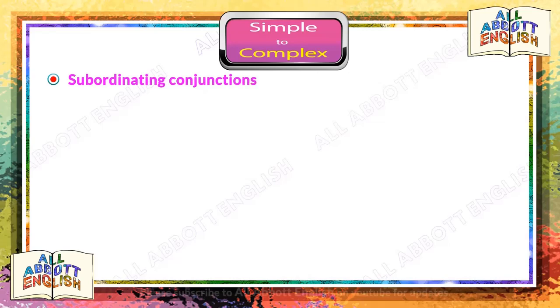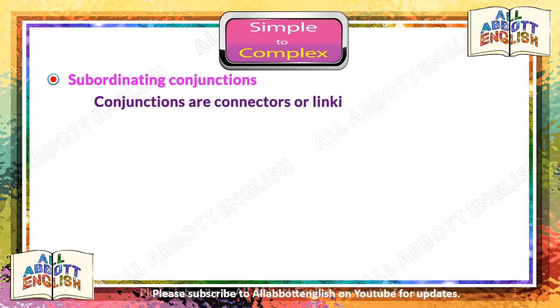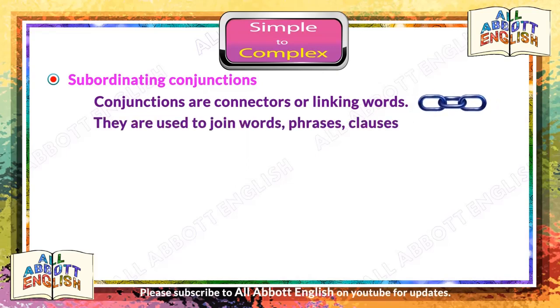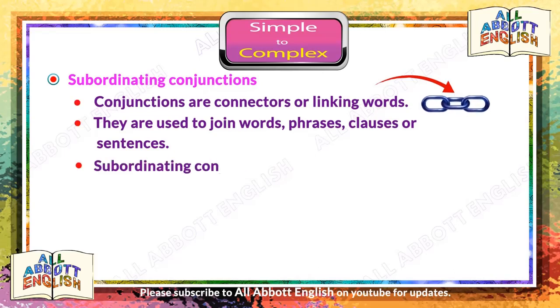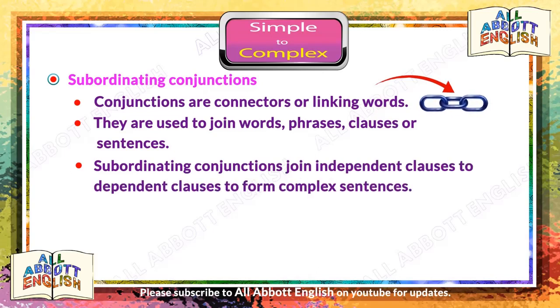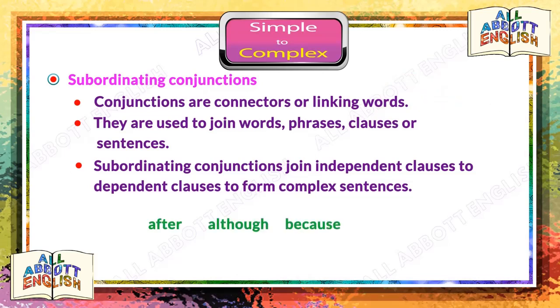Subordinating conjunction. Conjunctions are connectors or linking words. Connectors play an important role in English grammar because they help in forming sentences in a sensible way. As connectors, they join words, phrases, clauses as well as sentences. A complex sentence can be formed by joining an independent clause to a dependent clause. Here are some common subordinating conjunctions. After, although, because, even though, unless, when, while.